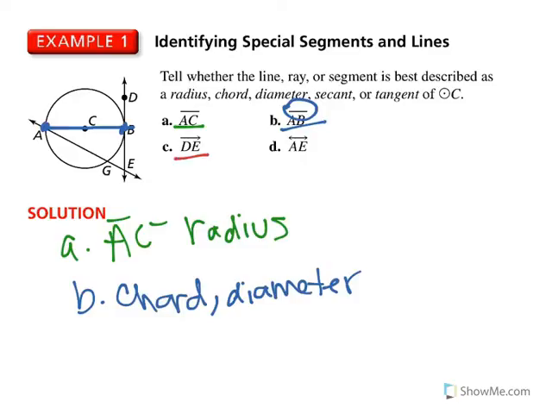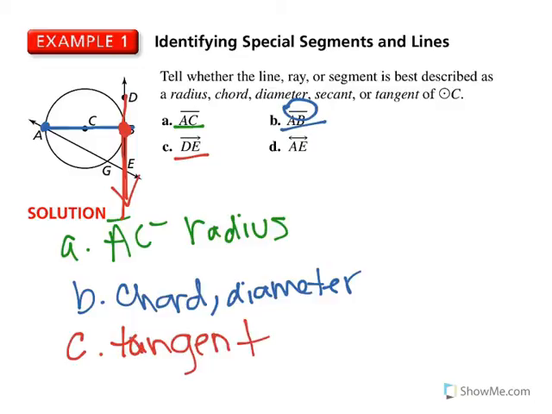Alright, so if we look at ray DE, and if we look at B, it happens to touch the circle just at one point. Since it touches the circle at one point, you think tangent touches, so it's a tangent line.